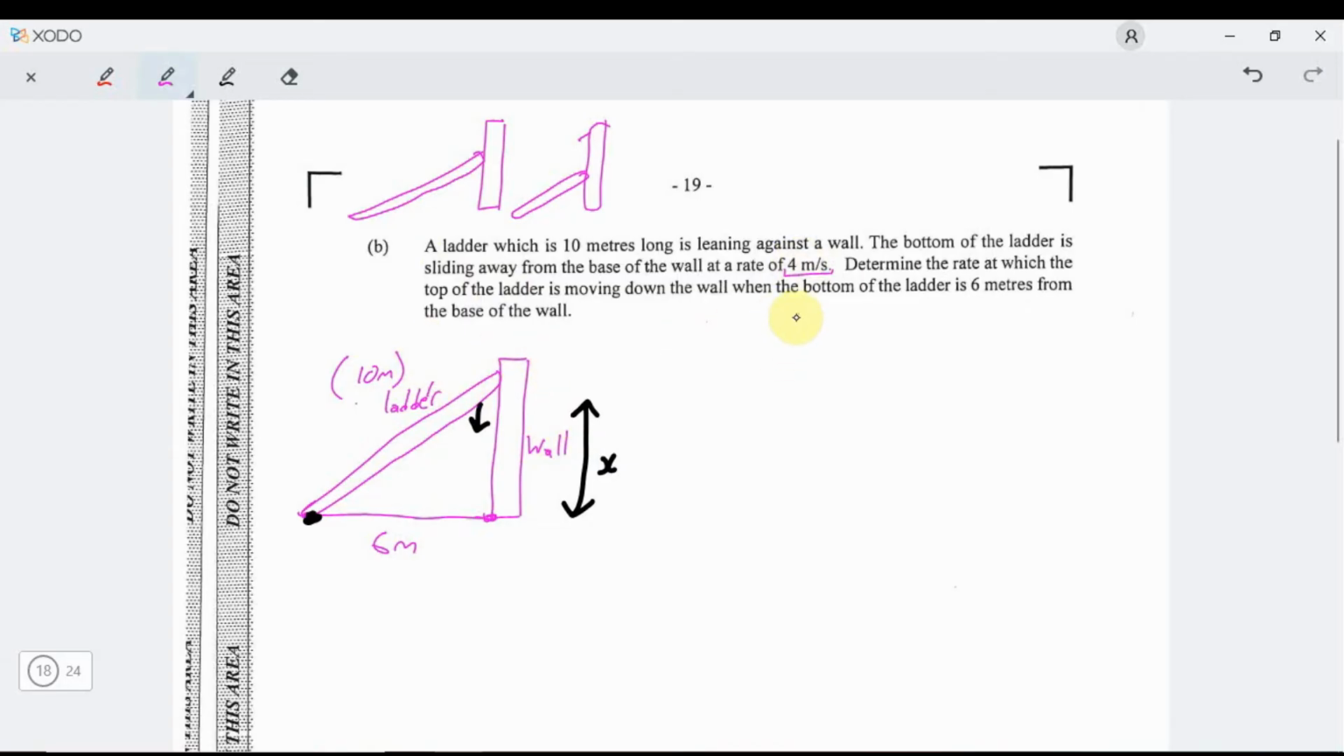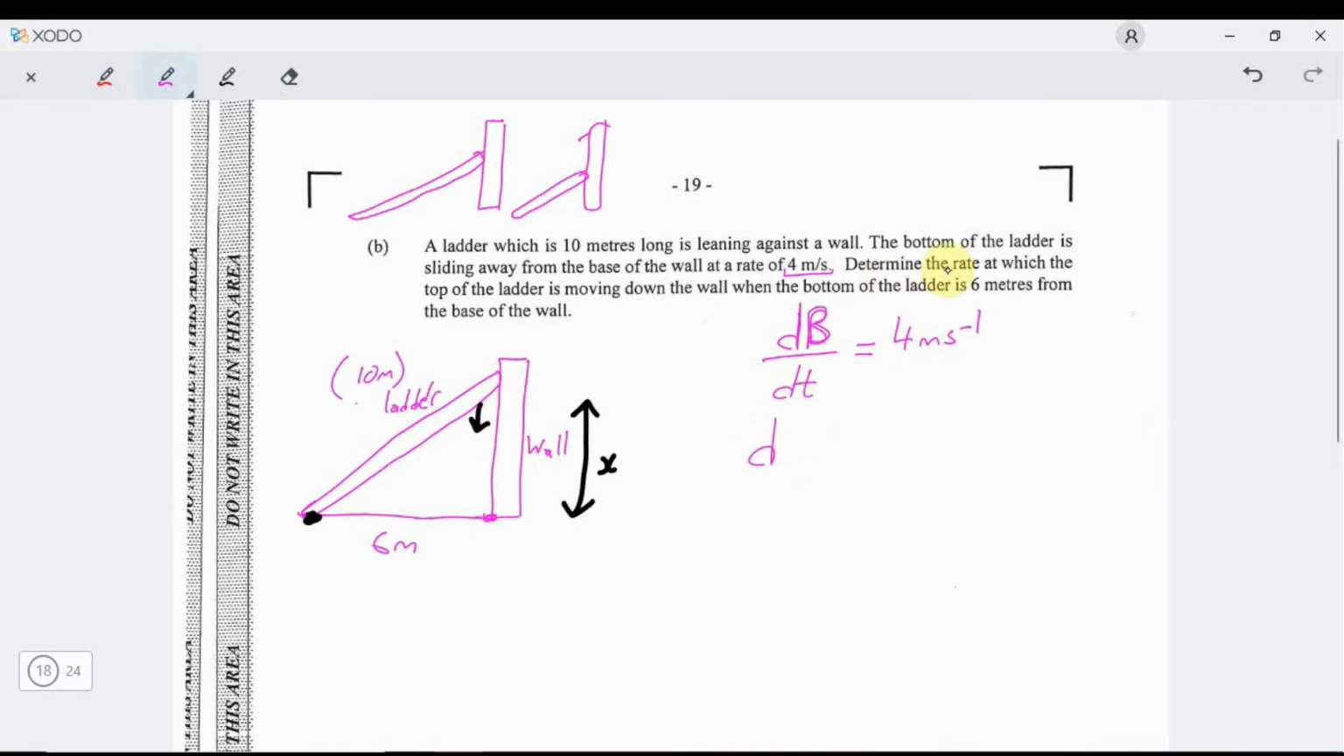So what they did give you was, sorry, the rate at which the top of the ladder is moving down the wall is what we want to find, but they gave us what? They gave us the bottom of the ladder is sliding away from the base. I'm just calling it dB. Bottom of the ladder is sliding away from the base, being 4 meters per second. That's what they're telling us.